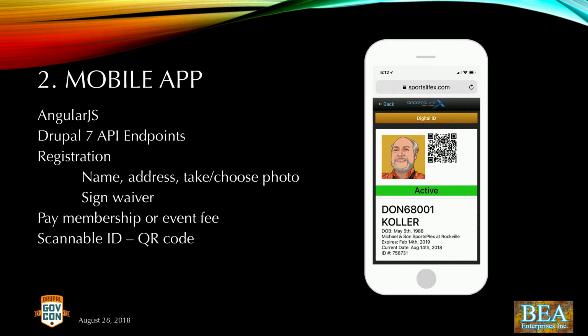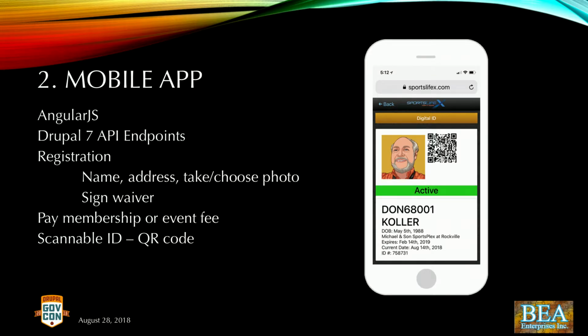Some people have children, they don't want to put their kid's picture in there, so they put a picture of something else in there. So you take your picture, you also sign your waiver, so you don't have to physically sign something, you just agree to it. You can scroll through it and read it. You're good to go. You're registered.